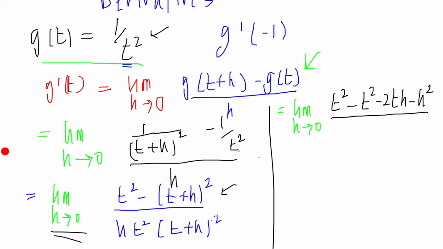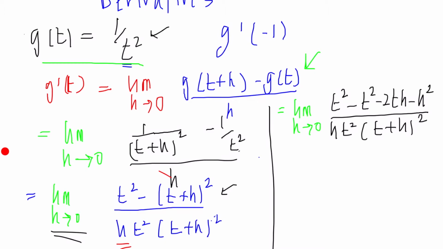Then we divide it all by what we have at the bottom, which is h t squared times t plus h, all squared. We'll try to find a way to eliminate the h here at the bottom. Remember, until now we cannot substitute h to be 0. If you substitute h to be 0 at the top, you're going to get 0. You also cannot substitute at the bottom, because it's going to be 0 at the denominator too, and you cannot divide a number by 0.